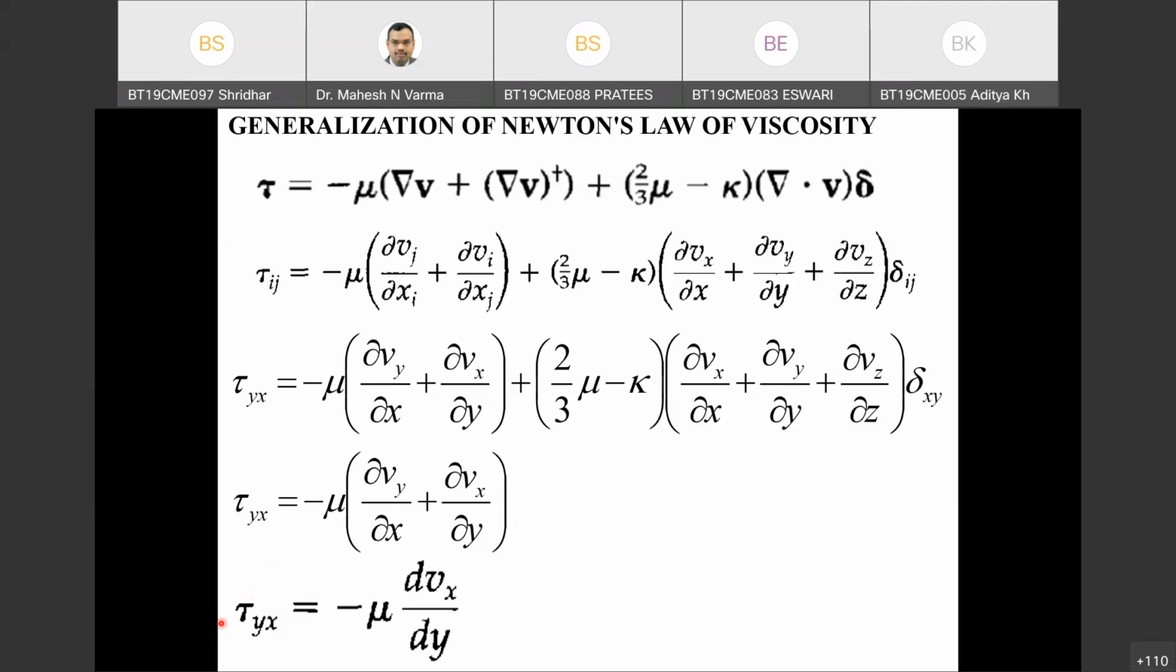Most of the time we will start with this equation, Newton's generalized law of viscosity, for deriving the velocity profile, and then substitute the appropriate assumptions. As I told you, for gaseous flow this will be equal to 0, and for liquid, this bracket will be equal to 0. So most of the time this will be equal to 0. This second bracket is not important in most simple chemical engineering cases.